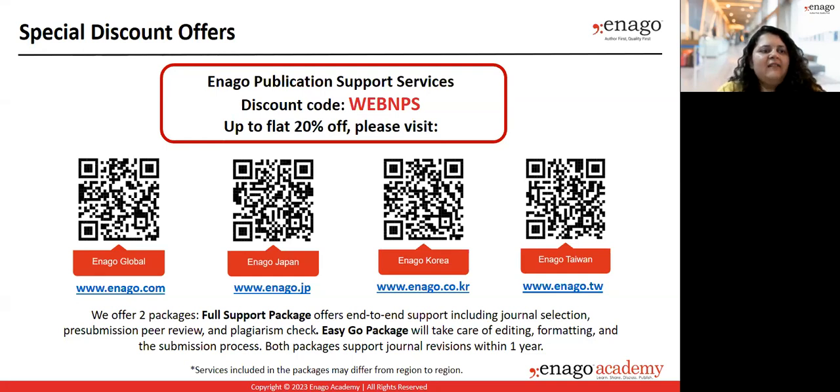So we have a question from one of our attendees. Do you have a system to identify plagiarism over multiple languages? So basically identifying plagiarism in an English manuscript where it was, let's say, copied from another language such as Japanese or Korean or Chinese.